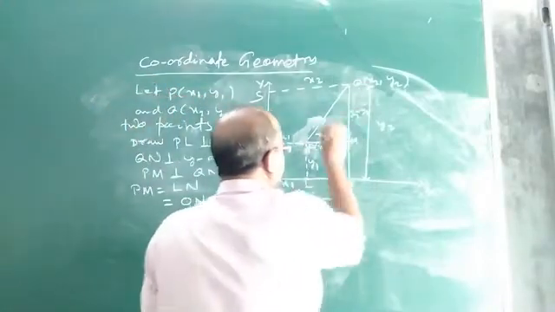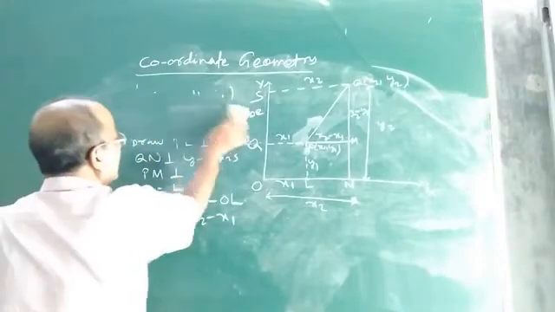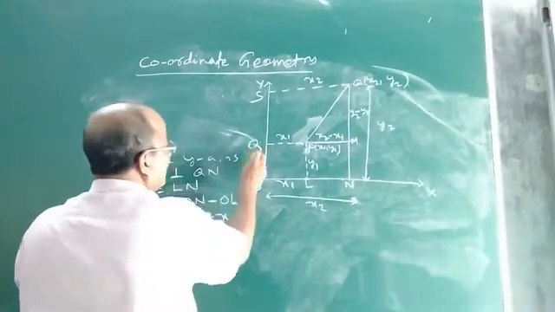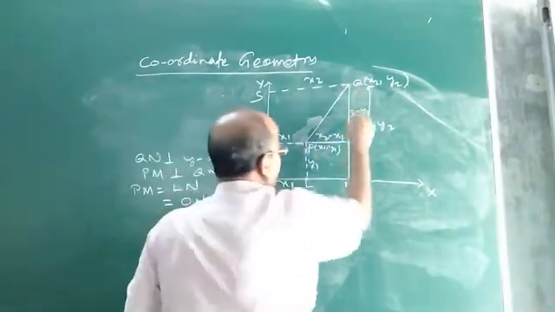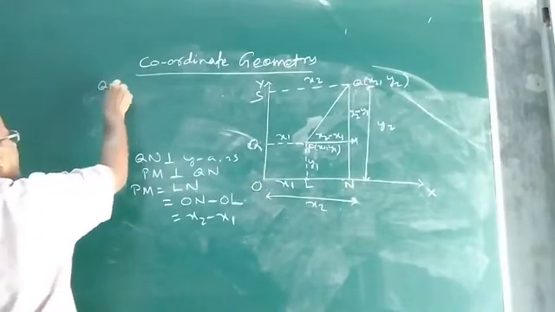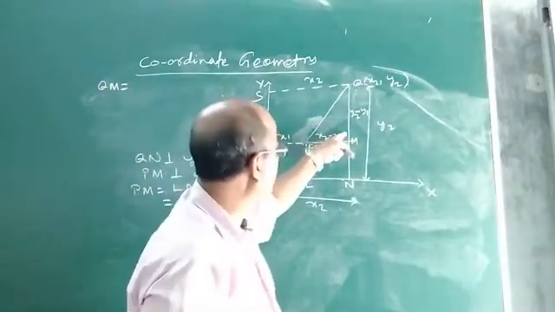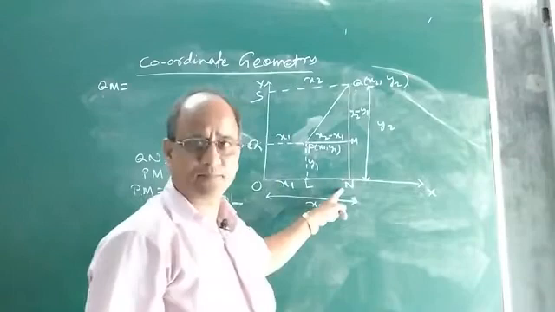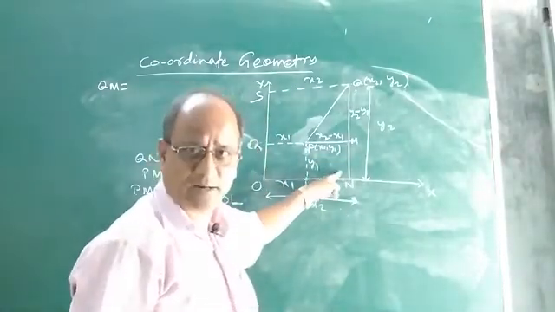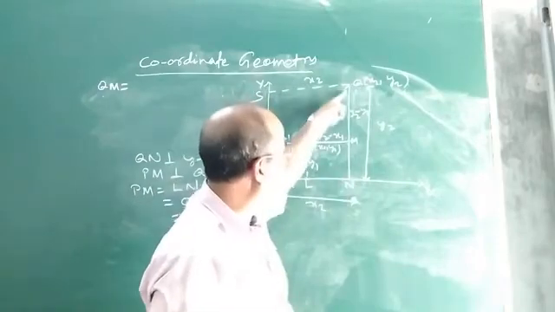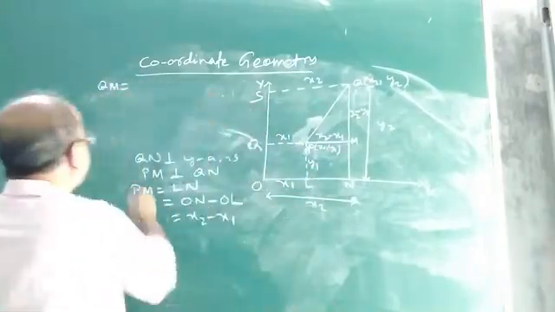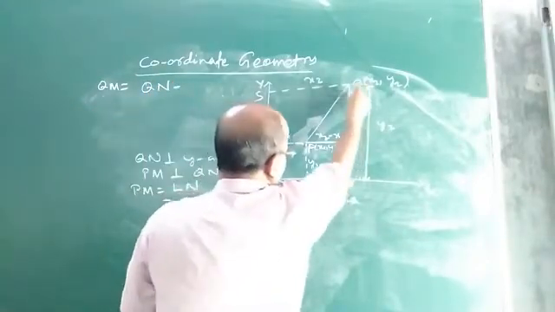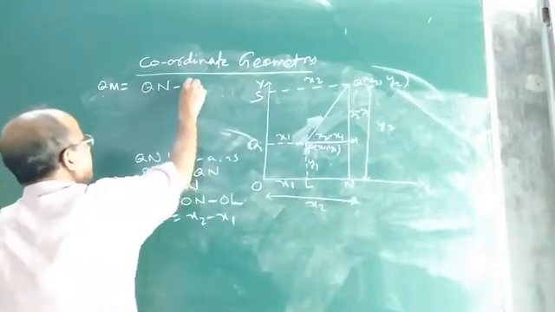Now how to get the length of QM? Similarly, you find the length of QM. Look at the figure. QM will be equal to QN minus MN. If the length of line segment MN is subtracted from QN, then only we will get QM. So QM will be equal to QN minus MN.